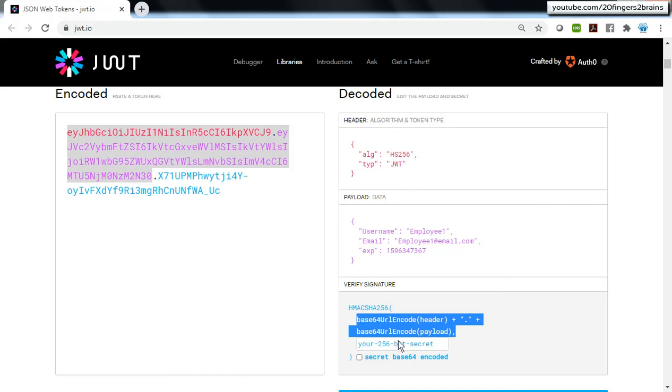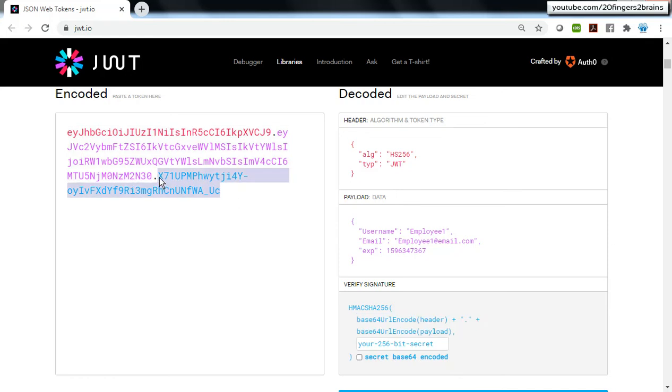These three things are passed to the hashing function, and the hashing function gives us the result. That is what the signature is. And then the signature is again base 64 encoded and appended to the header and payload with a period, and then it forms a signed token. Now you would notice one thing: as the signature is computed from header, payload, and secret, if you make changes to any one of these, that would impact the signature.